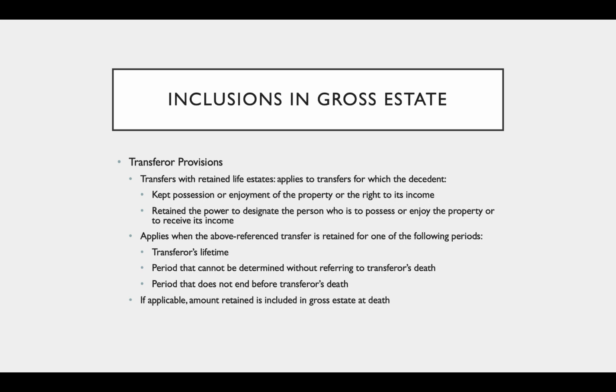Transfers with retained life estates also are included here. This applies to a transfer for which the decedent kept possession or enjoyment of the property or the right to its income, or retained the power to designate the person who is to possess or enjoy the property or to receive its income. It applies to the above referenced transfers when the power is retained for one of the following periods: for the transferor's lifetime, for a period that cannot be determined without referring to the transferor's death, or for a period that does not end before the transferor's death. If this applies, the amount retained is included in the gross estate at death.